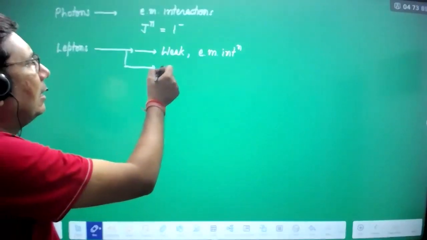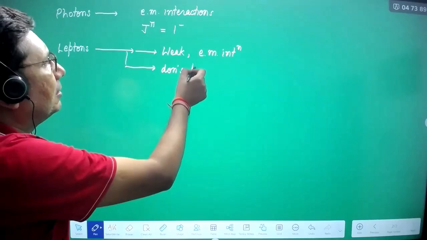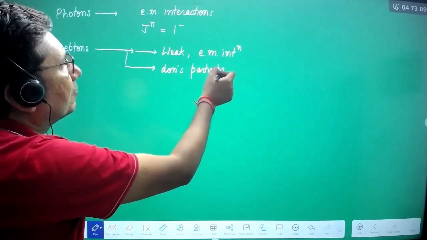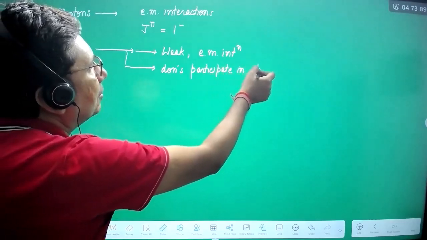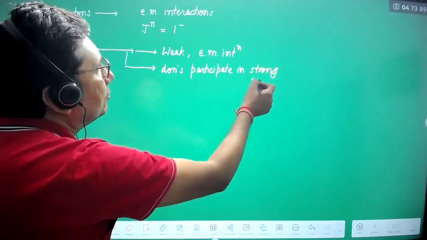So I can say leptons do not participate in strong interaction.